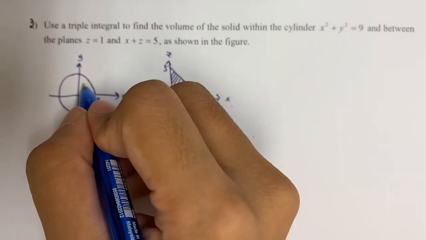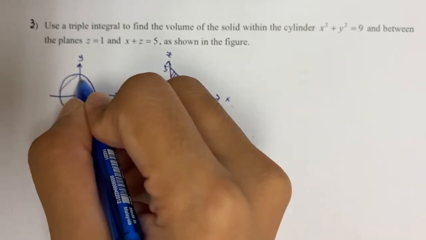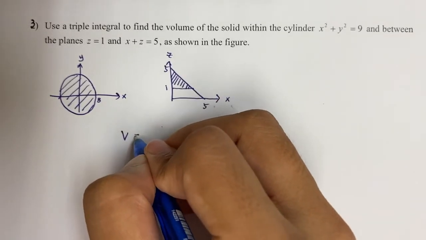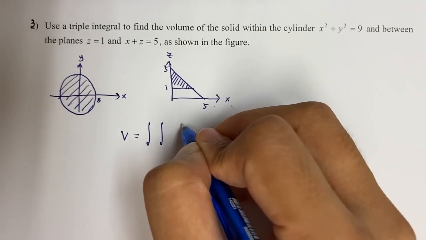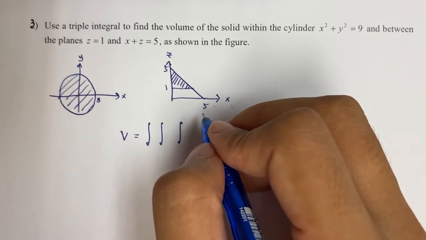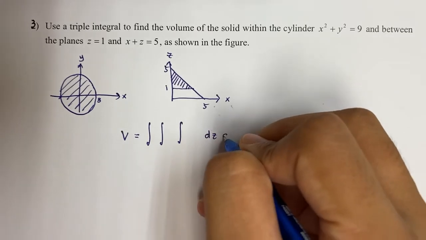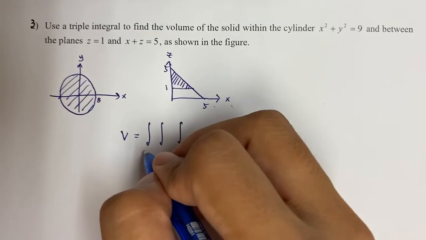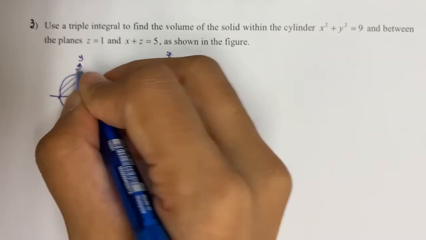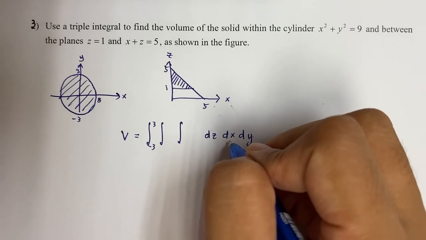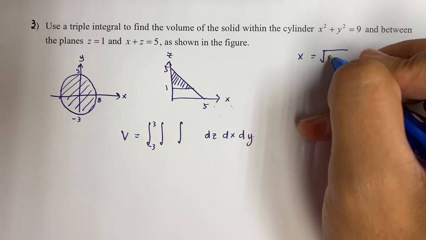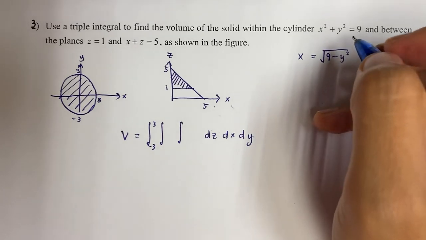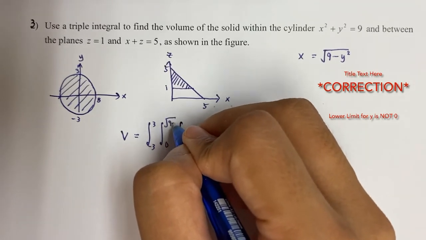To solve for the triple integral to find the volume, V is equal to, let's say we use the type 3 region. So we solve for dz first, followed by dx dy. For this, from here, y is from negative 3 to 3, and x is from 0 to the square root of 9 minus y squared.